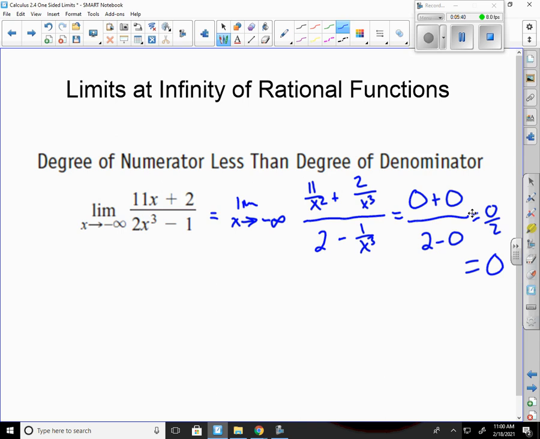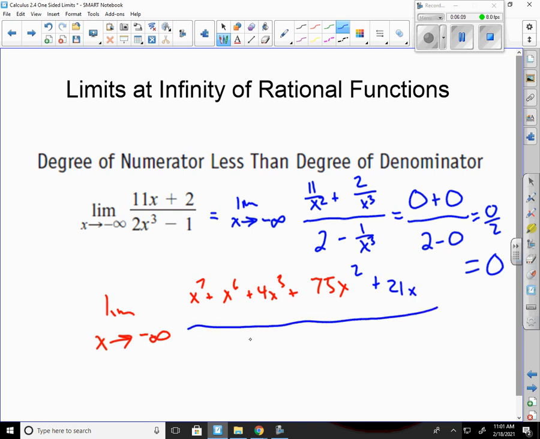So now it doesn't really matter what I'm looking at. If I start with a problem that is the limit as x approaches negative infinity of x to the 7th plus x to the 6th plus 4x to the 3rd plus 75x to the 9th. I don't want to go higher than 7, but because I'm listing it in order, plus x squared plus 21x all over x to the 9th, plus 7,400x squared.